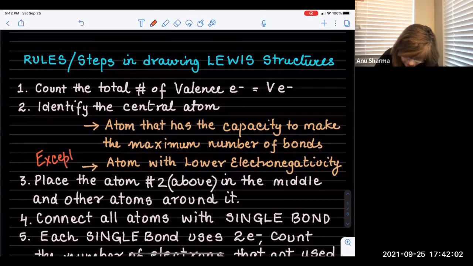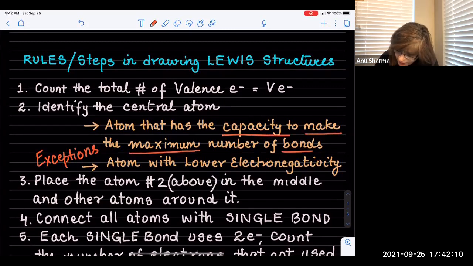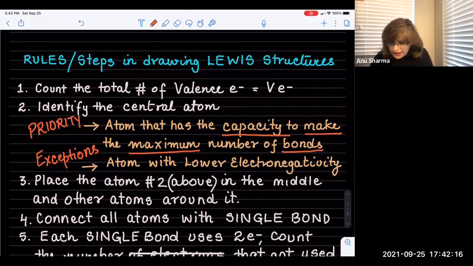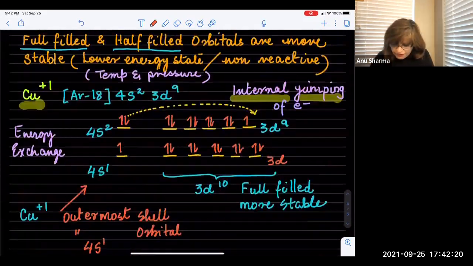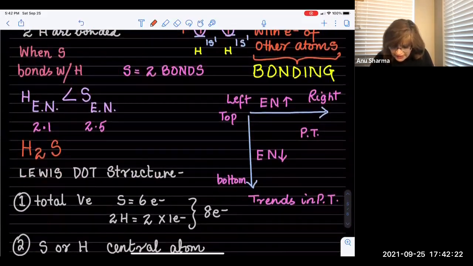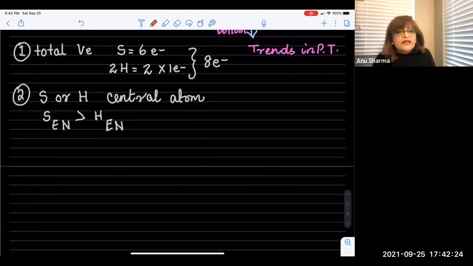So you have to keep this in mind that the capacity to make the bonds gets the priority. The maximum number of bonds gets the priority. Okay, so the priority is the guy, even though it may be electronegative, but if it's capable of making more bonds, then it will be in the center.